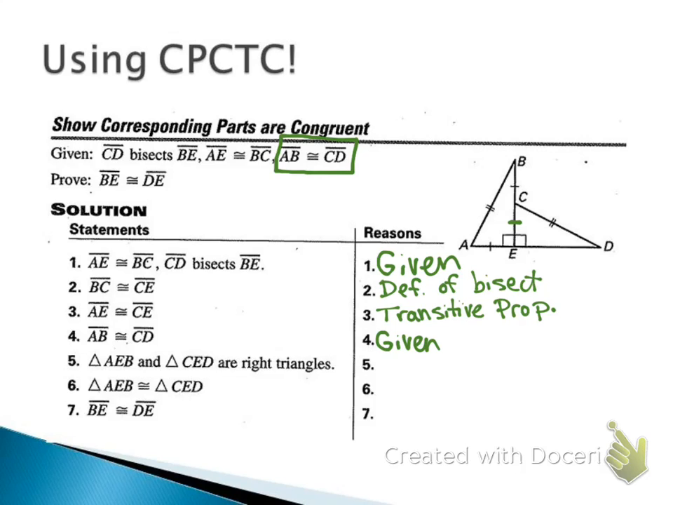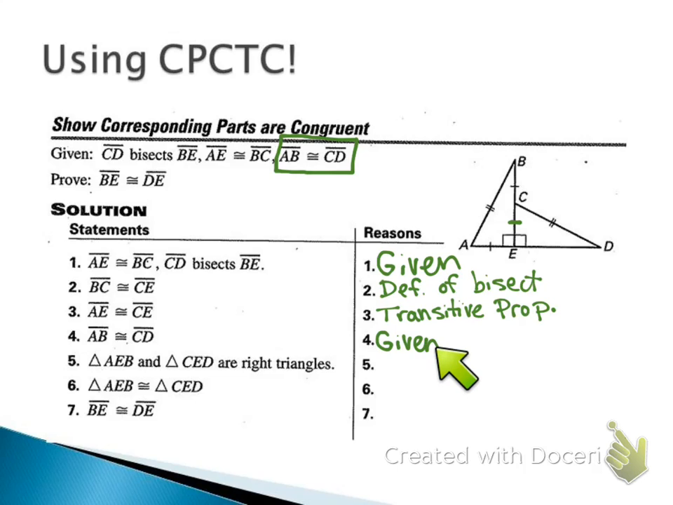So I now know that AE and CE are congruent. Again, the transitive property, I just cut out the middleman of BC. They were both congruent to BC, so they're congruent to one another. Alright, now I'm talking about AB and CD. Alright, and that was given to me.